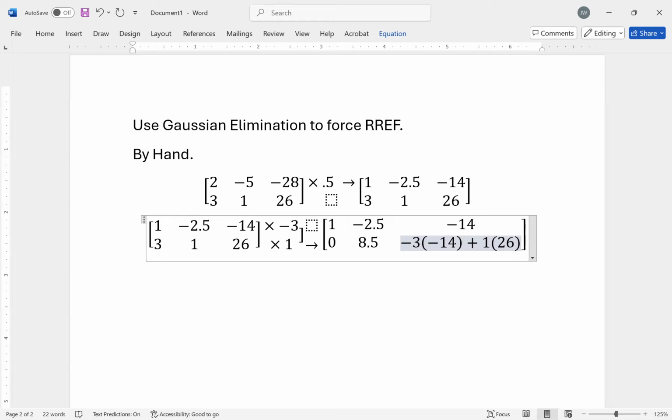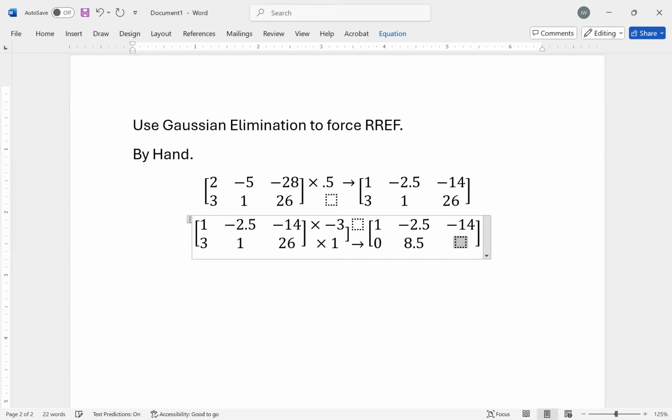And that's where I'm getting a 68. So there we go. Now I have a 0 where I want it. However, I don't have what I want with that 8.5. I want a 1 because that should be a pivot position. So I'm going to force that to be a pivot. I know that's a pivot position now because move down and to the right, first non-zero should be a 1.